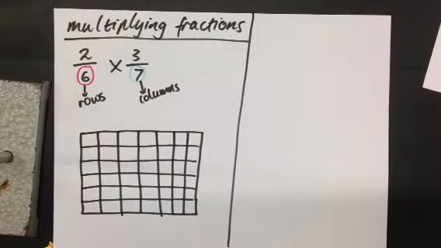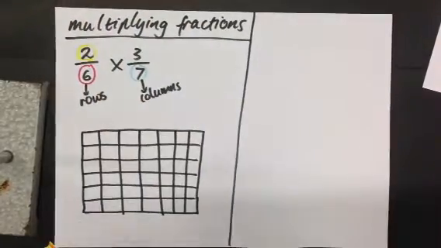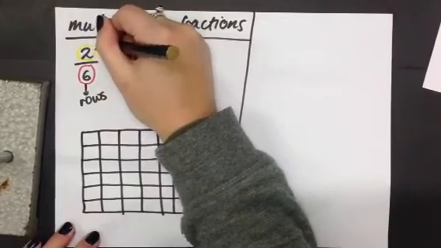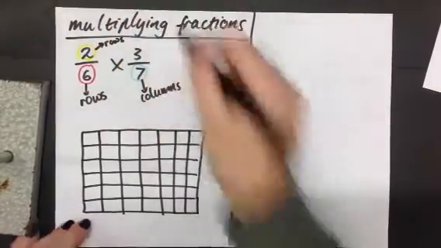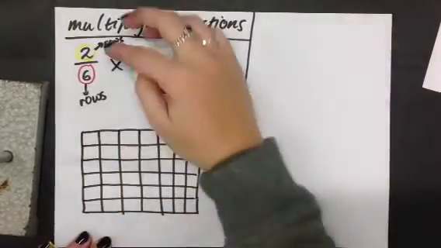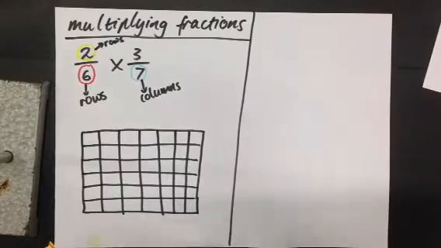Now we need to do some colouring in. First off, the top number on our first fraction is how many rows, again, we colour. So you'll notice, if we have 6 rows across, we're colouring in 2 out of the 6, so shading in 2/6.